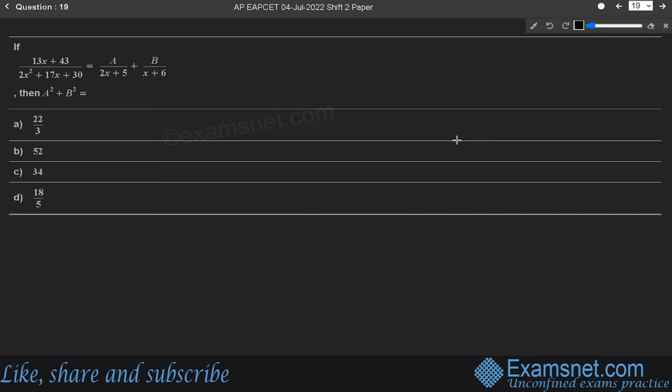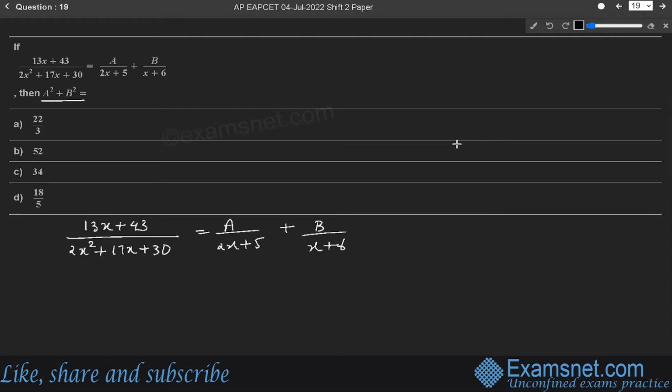Next question is, if (13x plus 43) divided by (2x square plus 17x plus 30) is equal to a upon (2x plus 5) plus b upon (x plus 6), then a square plus b square equal to. In order to get the value for a square plus b square, we have to find the value for a and b. So first, let us focus on the left hand side.